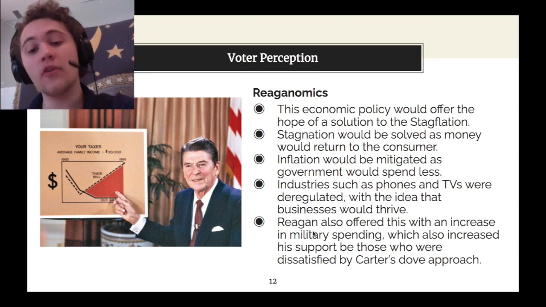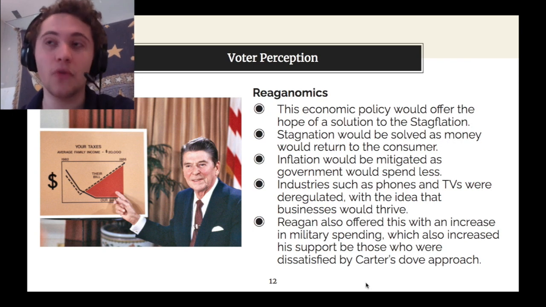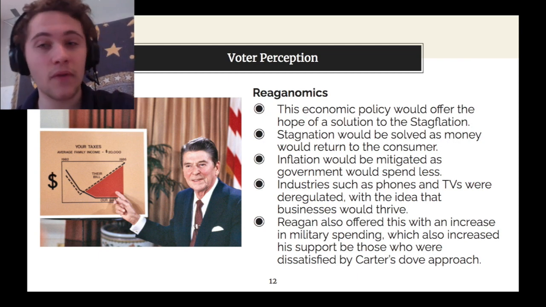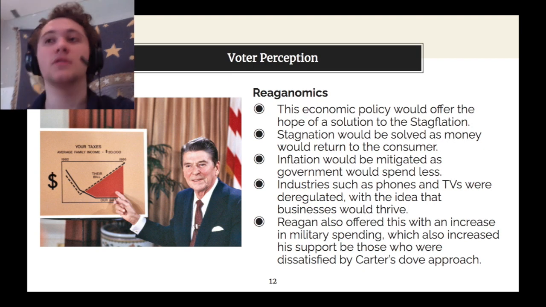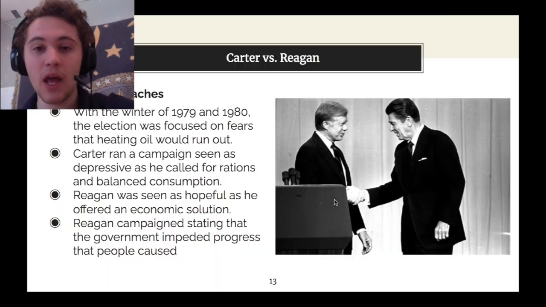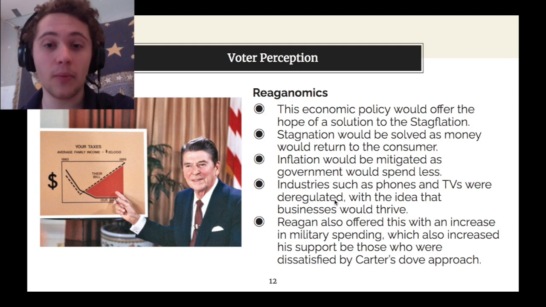And so Reagan also offered, of course, a counter to this. We covered this with his military spending, which also increased the support from those dissatisfied with Mr. Carter's dovish approach, because Carter was seen as a person with very weak foreign policy. A lot of people blame him for the Soviets' invasion of Afghanistan, the Iranian hostage crisis, and so when Mr. Reagan would encourage military spending, he would offer a solution to foreign policy as well.